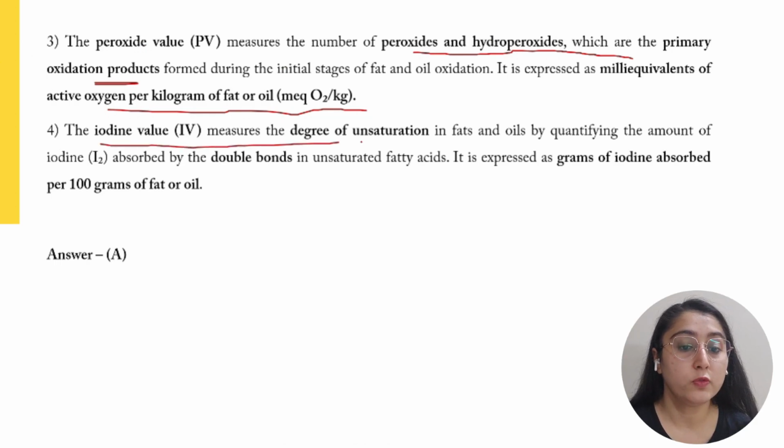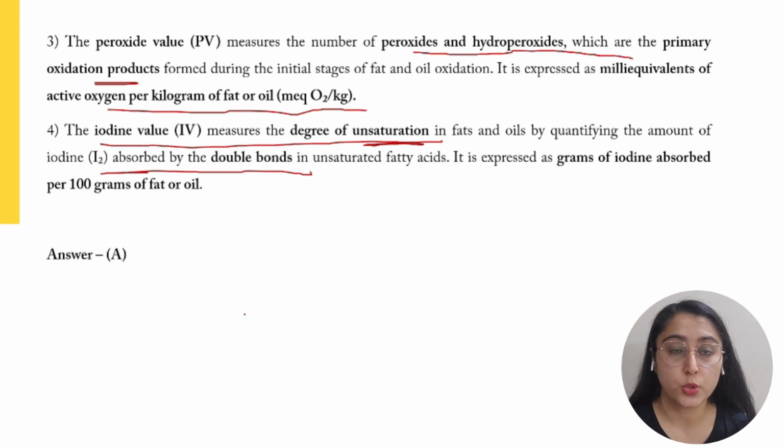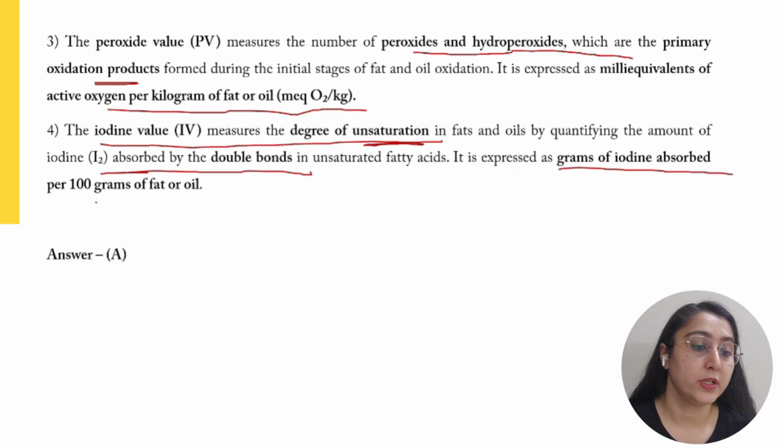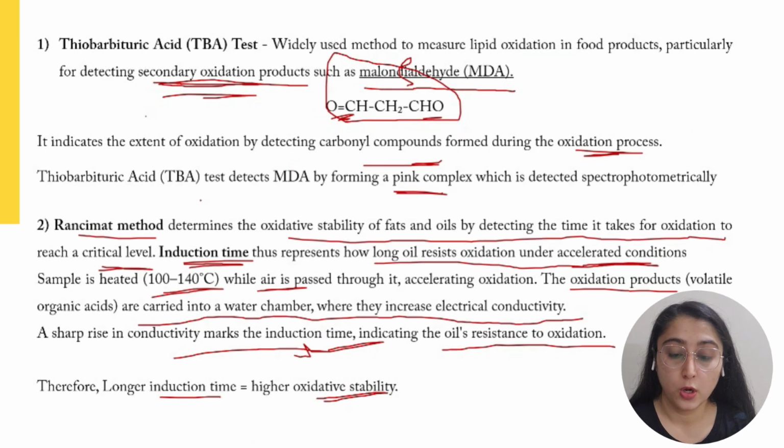The iodine value will measure the degree of unsaturation in the fats or oil by quantifying the amount of iodine absorbed by the double bonds. So the more the degree of unsaturation, the more iodine they absorb, and the amount of iodine absorbed helps to tell the unsaturation degree. It is given as grams of iodine absorbed per 100 grams of fat or oil.